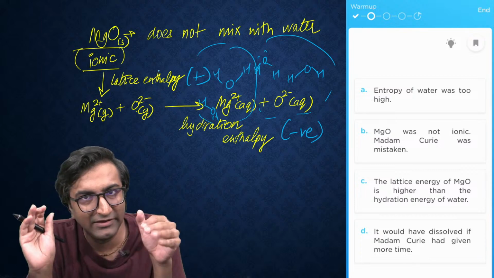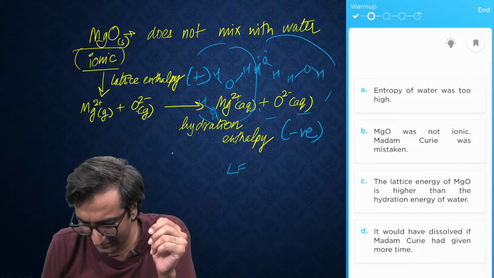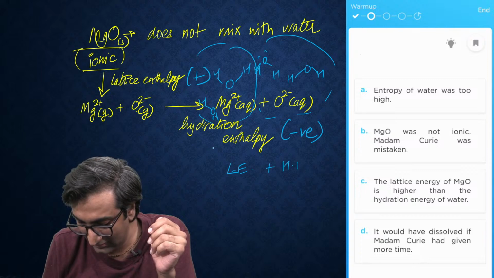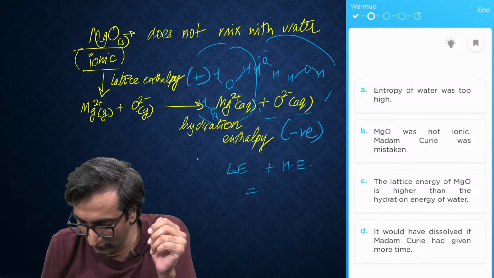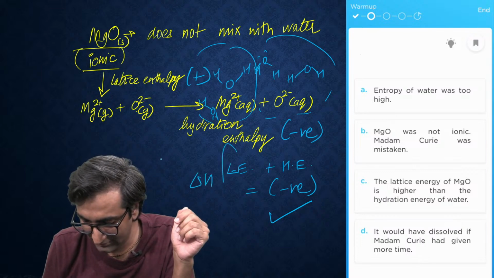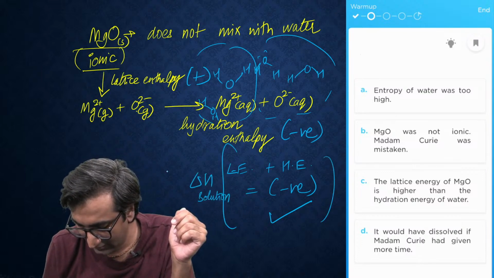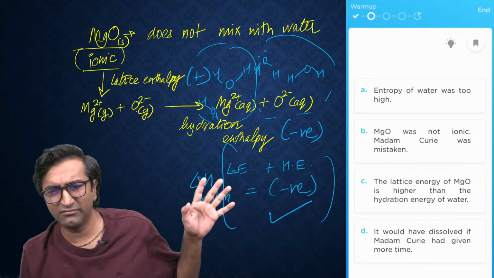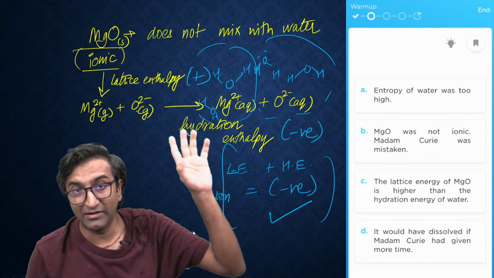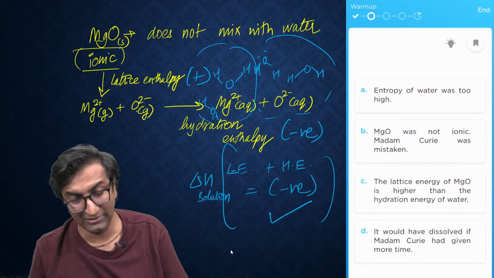ठीक है. अब ये सब कहानी का मतलब क्या हुआ कि I have to add Le, let's say lattice enthalpy, plus He, hydration enthalpy, and if overall I get negative, then it's great. If the overall delta H of solution is negative, then thermodynamically it is possible to mix it. मैं thermodynamics क्यों बोल रहा हूँ? Because कभी-कभी thermodynamics possible है, तब भी kinetically नहीं होता. But ठीक है, thermodynamics is possible.